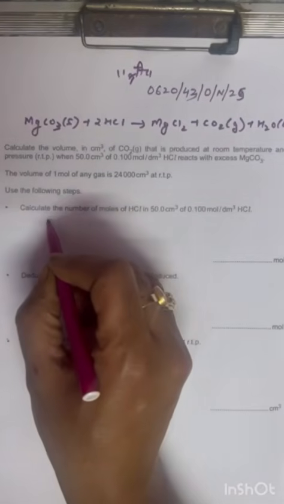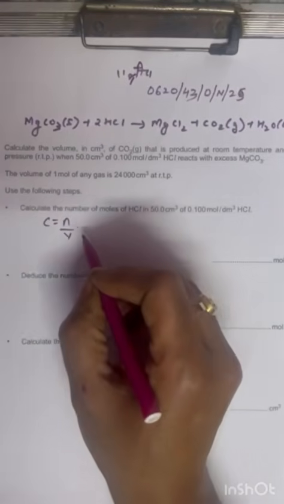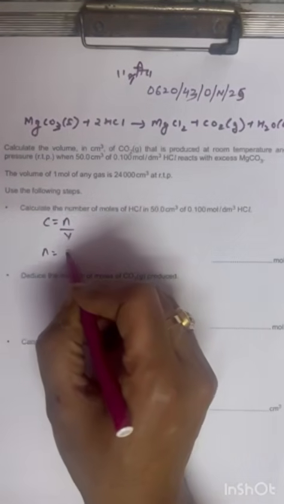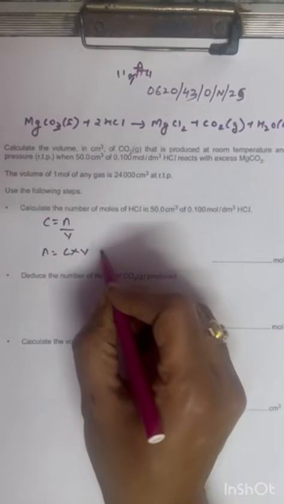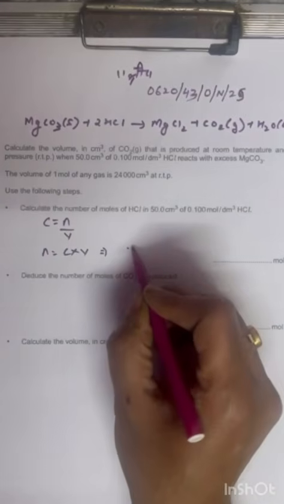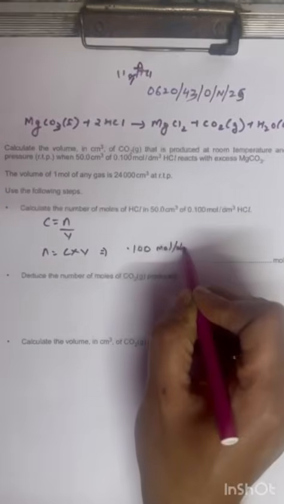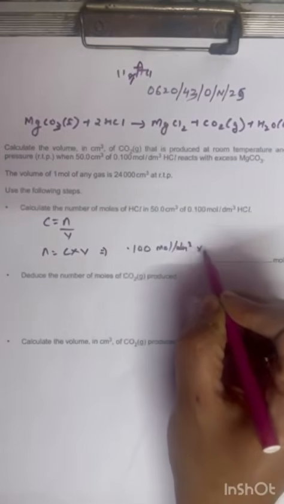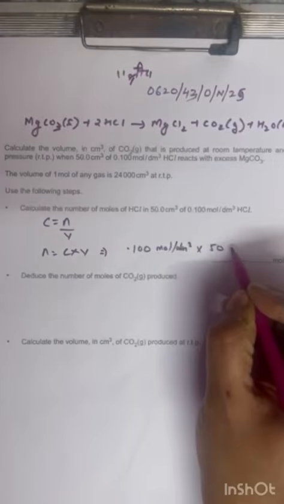So we know the formula that concentration is moles upon volume. So if you want to calculate moles, you will simply multiply concentration and volume. So over here, concentration is 0.100 mole per decimeter cube, and volume here is 50 centimeter cube.